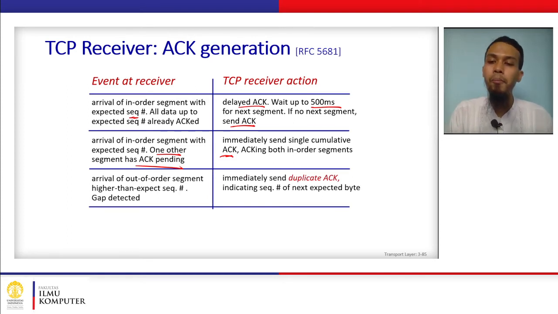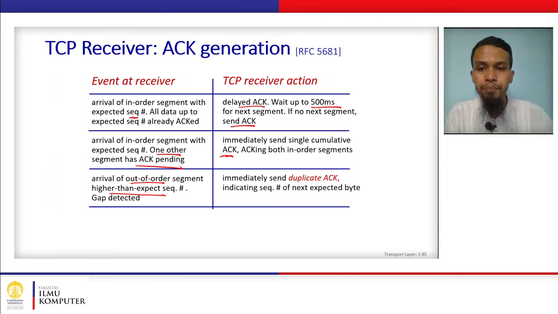Now, the third one is when there is a packet loss, or segment loss. The receiver receives an out-of-order segment with a higher than expected sequence number, so a gap is detected. For example, it expects segment number 100, but it receives segment number 120. So basically, there is a loss of previous segments. It does not receive the segment with the lower sequence number.